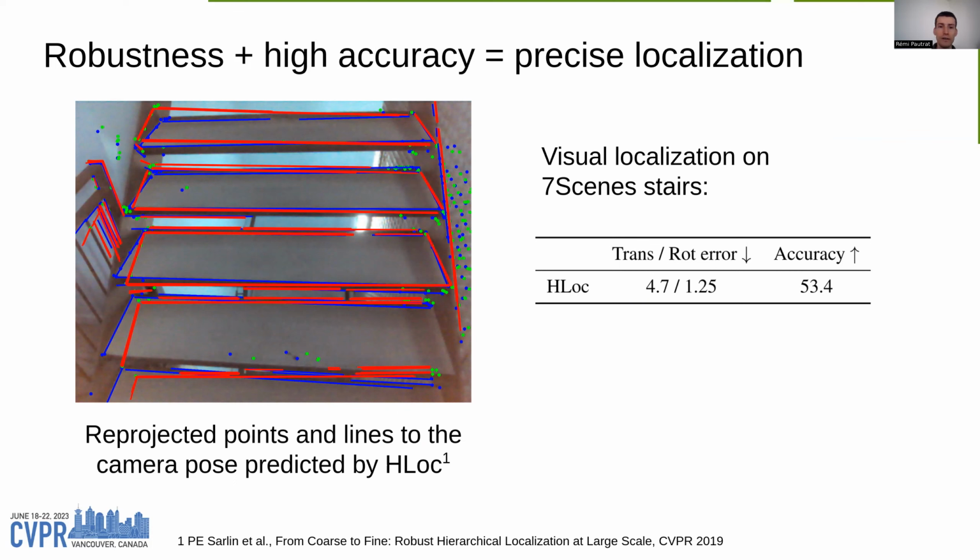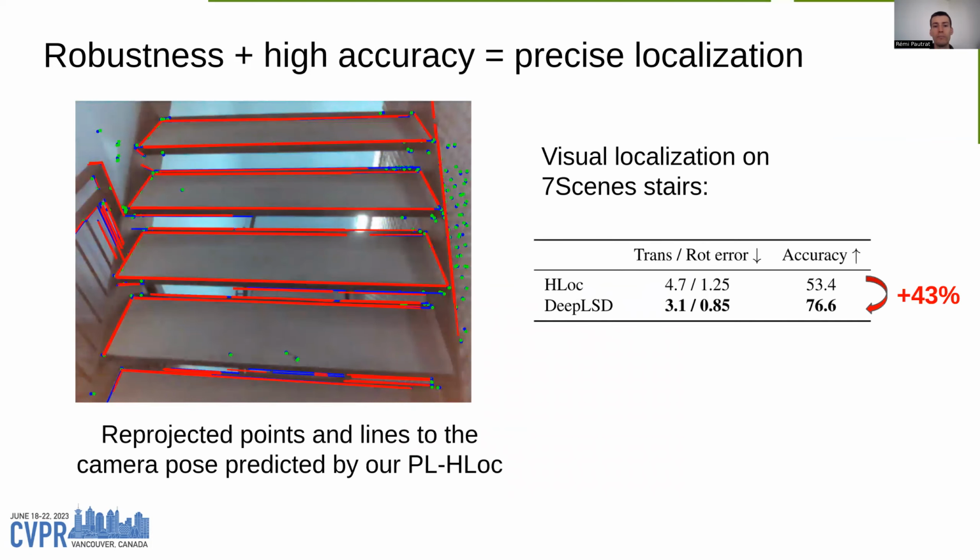However, after integrating our lines into the pipeline, we obtain the following results. You can see now that the red lines are perfectly aligned with the blue ones, meaning that the predicted camera pose is perfectly accurate. Also, in terms of numbers, the pose estimation accuracy is increasing by 43% on these scenes coming from 7 Scenes stairs, which is known to be very difficult for point-based methods because of low texture, whereas the lines can enjoy more structure and repeated patterns actually helps for the localization.